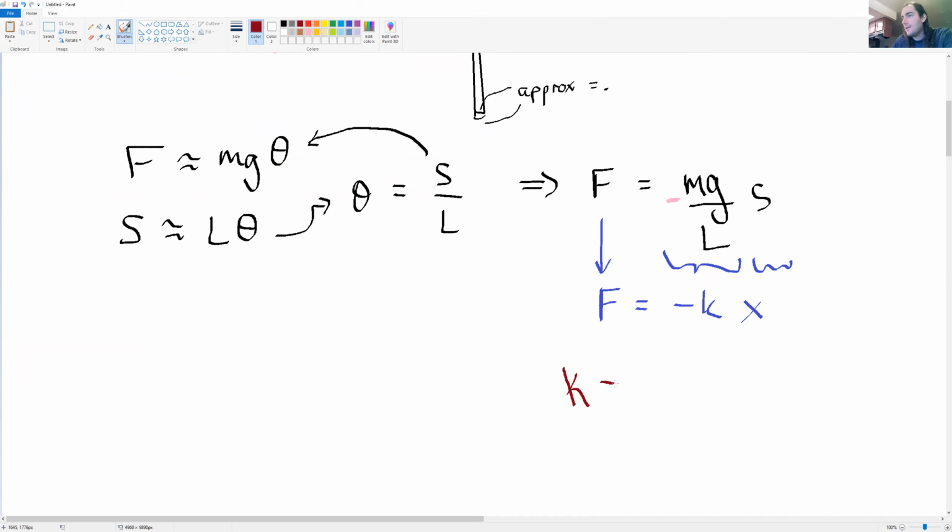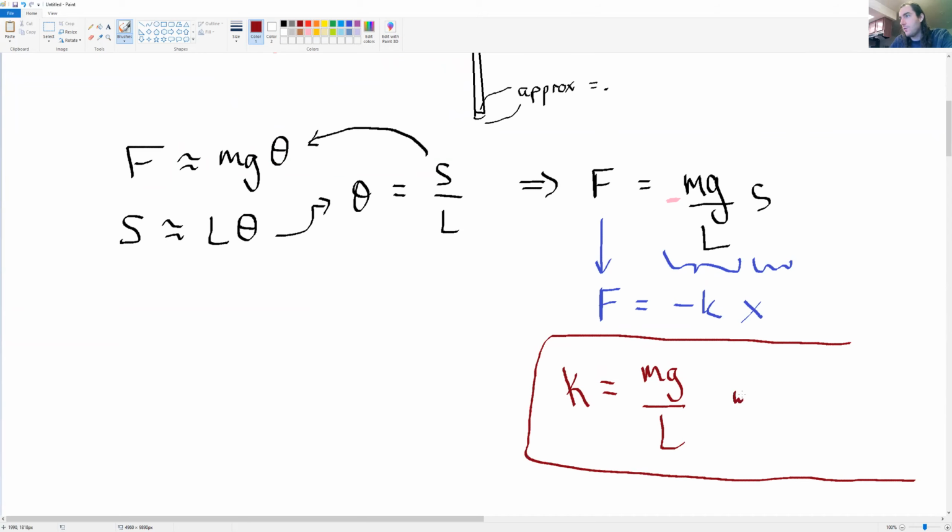So k equals mgl. Now the difference is, in order to make this true, we have to have the small angle approximation. If we don't have the small angle approximation, which means sine theta is approximately theta, then this is no longer true. So as long as we have a pendulum that oscillates back and forth with a small angle, we have this. This actually works really well.